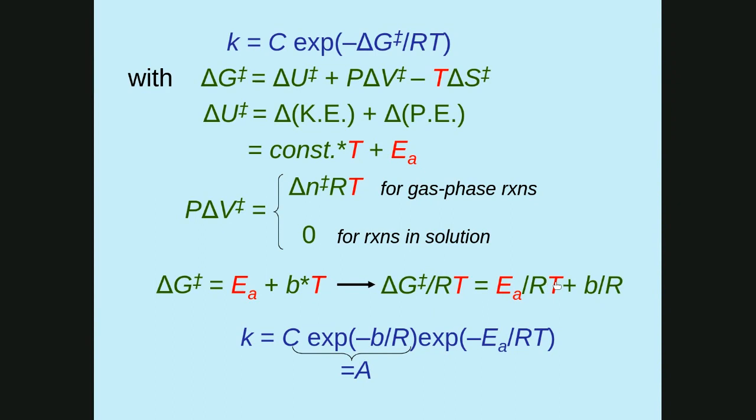You then plug this delta G upon RT back into K, so we minus it, take an antilog, and then split the exponential into a constant factor, which is the exponential of minus B upon R, and the temperature dependent factor, which is exponential negative EA over RT. So if you now combine the constants here, the temperature independent factor, C exponential minus B upon R, and you call it A, right? What you get is indeed Arrhenius, right?